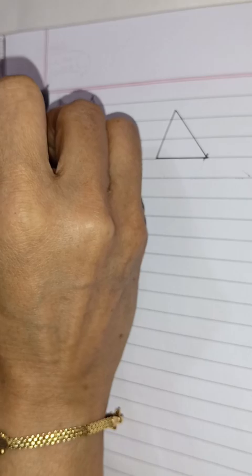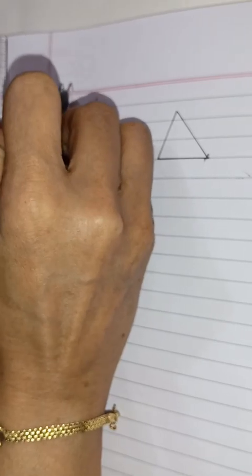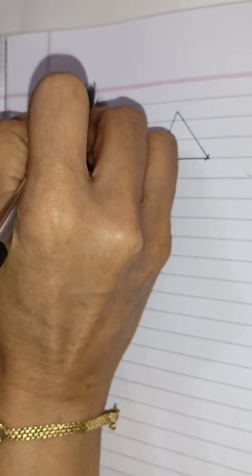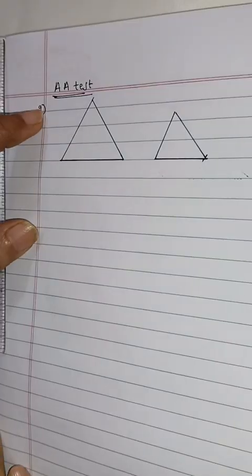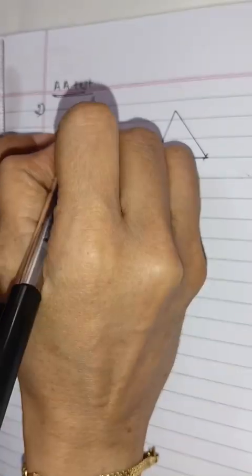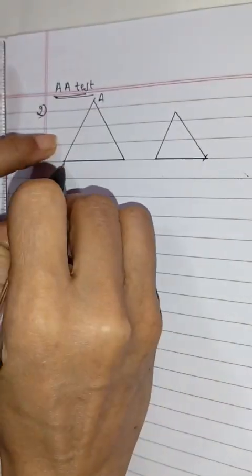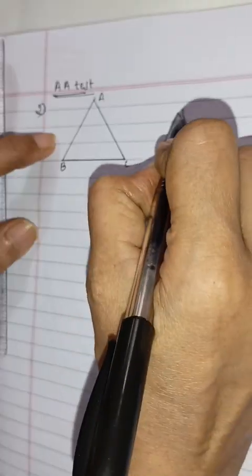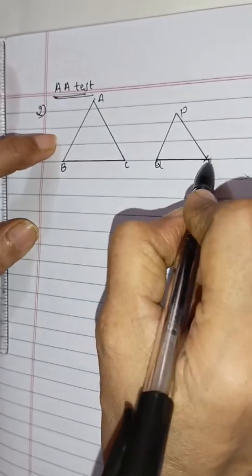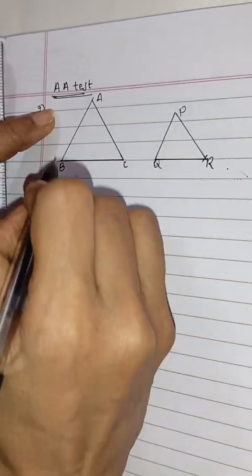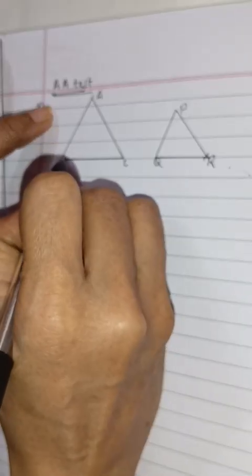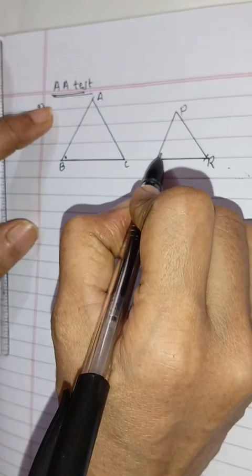Second one is the AA test. Here two triangles, again we'll name ABC and PQR. AA test means angle test. This angle is congruent with this angle.